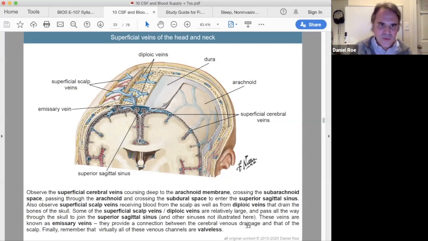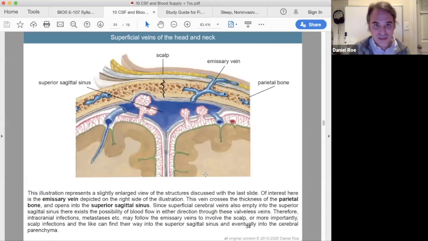And then once in a while, one of those diploic veins will punch through the inner bony table of the skull into one of the dural venous sinuses. And so this is a pathway for infection. Fascinating, isn't it? This is one more thing for you to worry about. Again, remember that virtually all of these venous channels are valveless. So infection can travel either way.